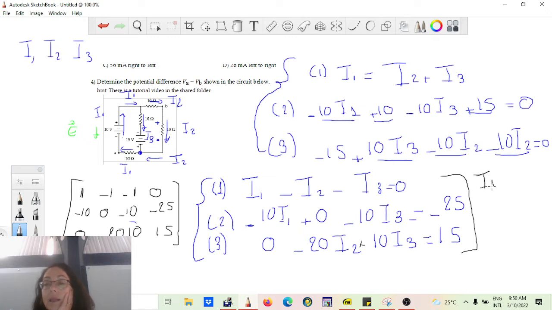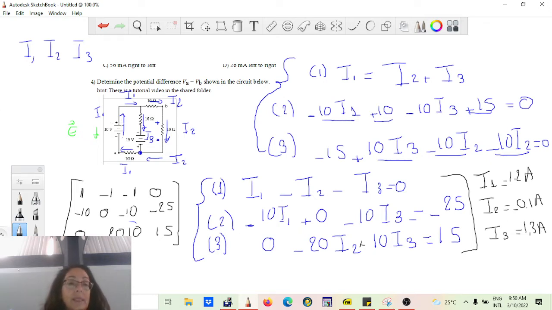So I1 equals 1.2 A, I2 equals minus 0.1 A, and I3 equals 1.3 A. So that's the solution. Now, what does it mean that I2 is negative? It means that actually I2 is flowing in the opposite direction. So I can fix that.